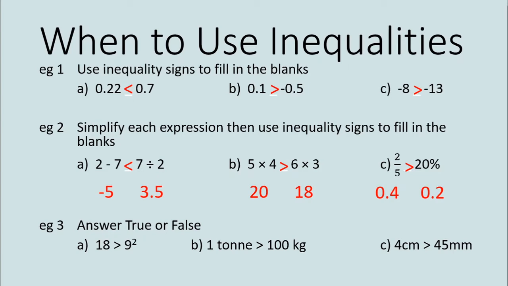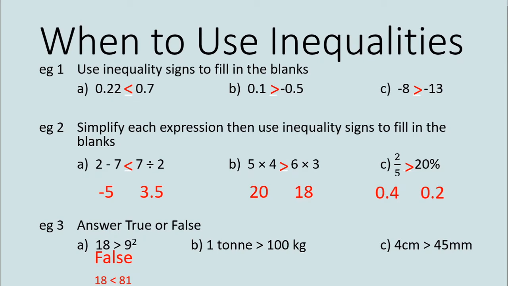Last example, we're going to show true or false. Is 18 greater than 9 squared? Let me give you a reminder here. 9 squared means 2 9s multiplied together. So that's 9 times 9. That's false. 9 times 9 is 81, and 18 is definitely not bigger than 81.